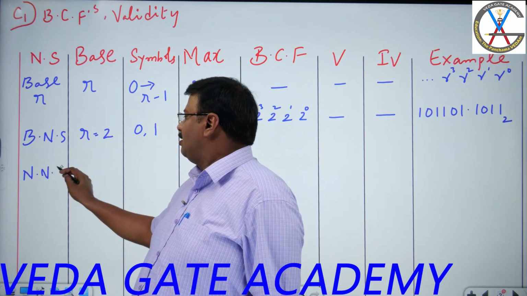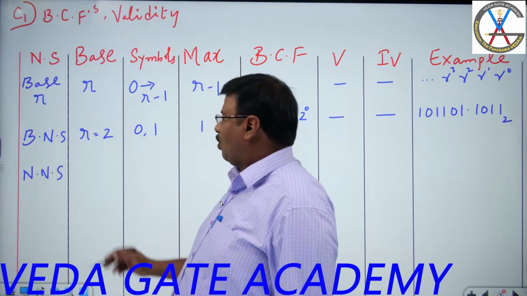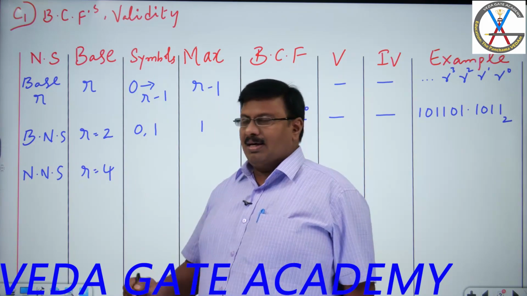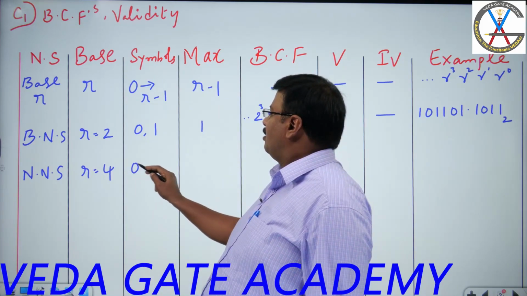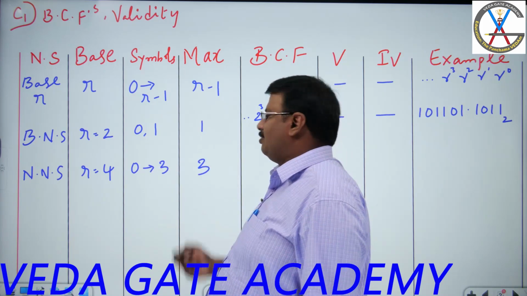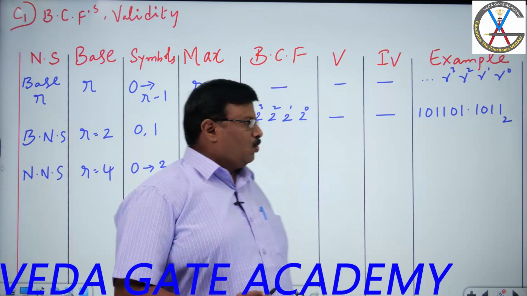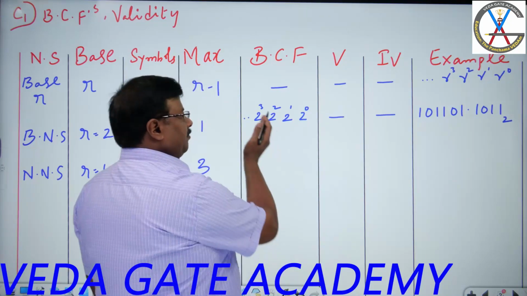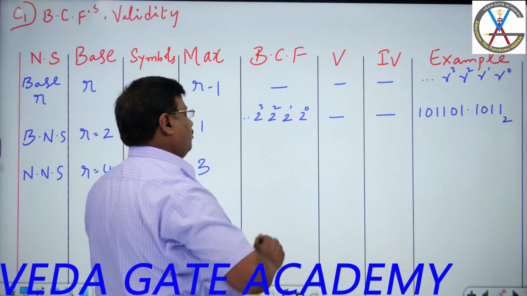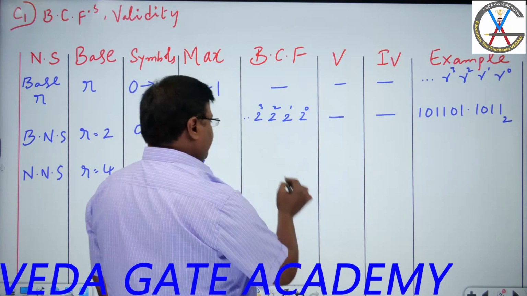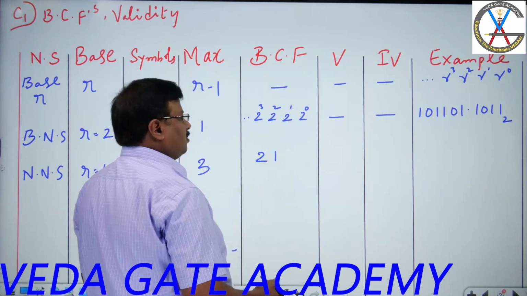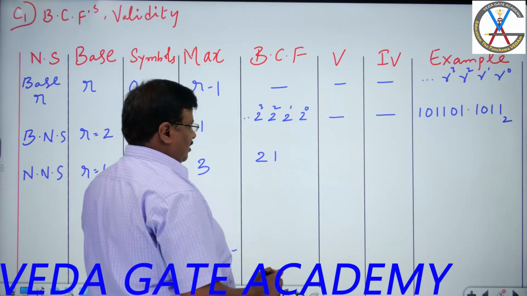Let's see the next number system, nibble. Nibble in digital sounds 4, radix is equal to 4. Symbols used are 0 to 3, and maximum symbol is 3. To quote 0 to 3 from the binary weights 2 power 0, 2 power 1, 2 square, 2 cube, what are the weights to be taken? Can I say 2, 1? That means 2 power 1, 2 power 0, the first two weights.